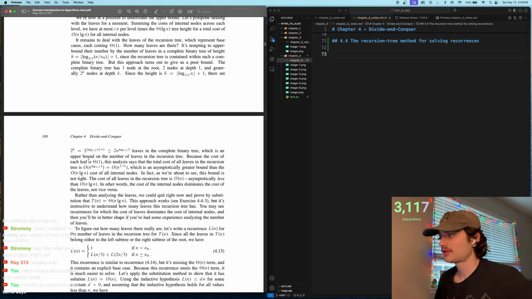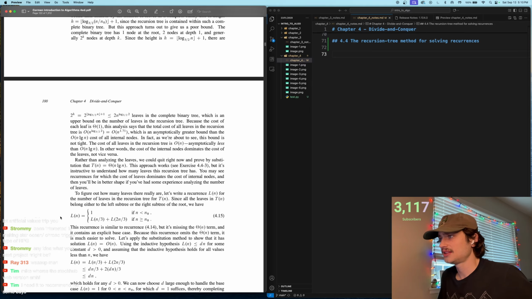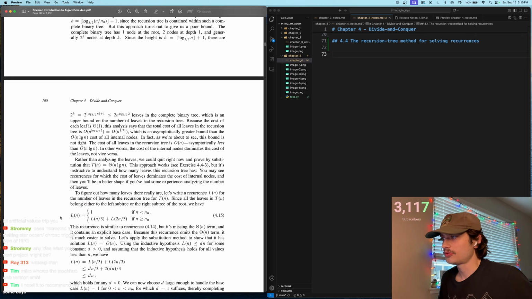In fact, as we're about to see, this bound is not tight. The cost of all leaves in the recursion tree is big O of n, asymptotically less than big O of n log n. In other words, the cost of all the internal nodes dominates the cost of the leaves, not vice versa. Rather than analyzing the leaves, we could quit right now and prove by substitution that T of n is equal to theta of n log n.